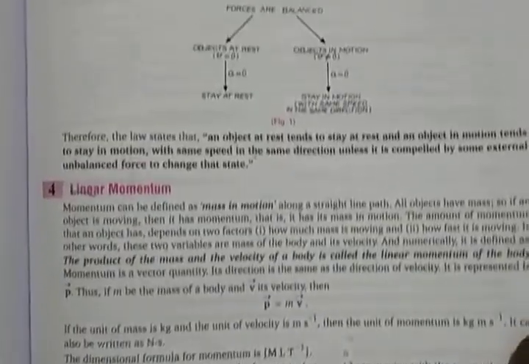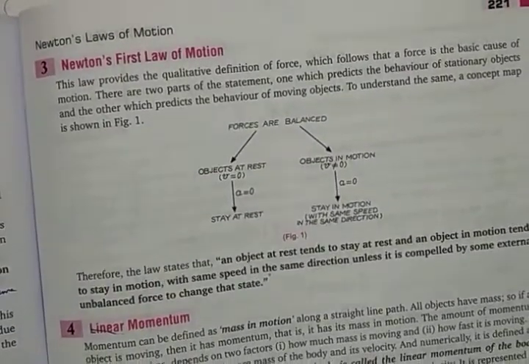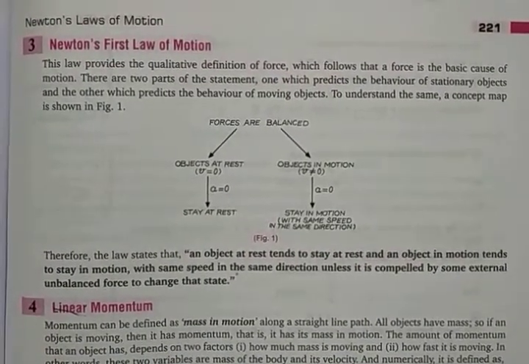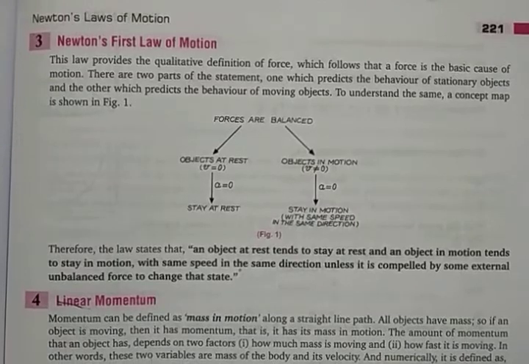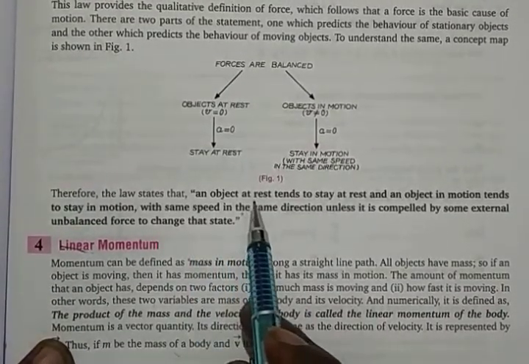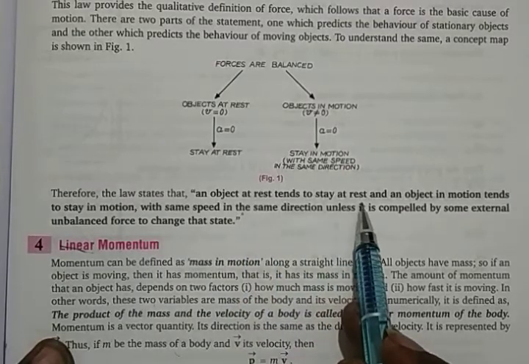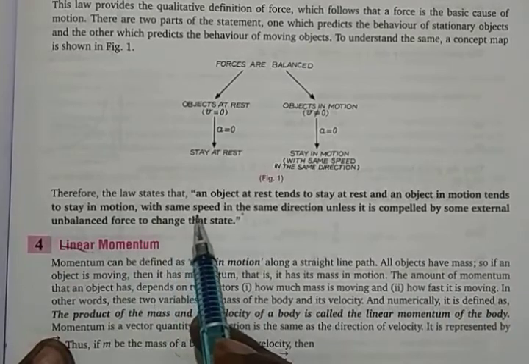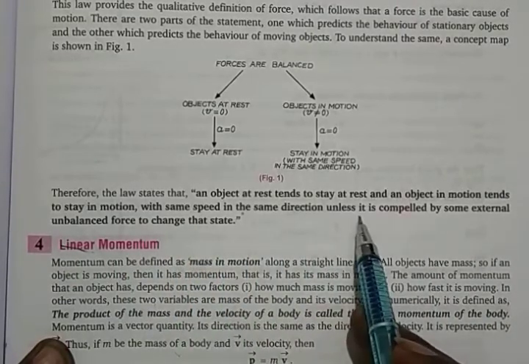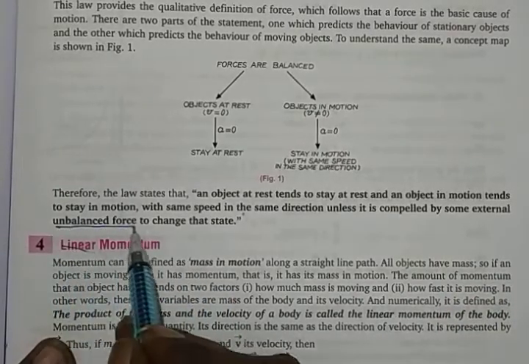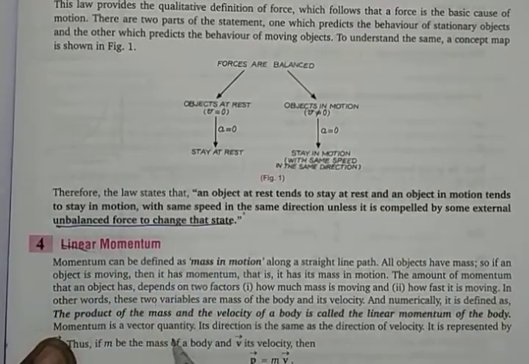Now we'll go to the important part, Newton's first law of motion. What is Newton's first law of motion? You already know this one. Now I'll just read this one. An object at rest tends to stay at rest, and an object in motion tends to stay in motion with the same speed and direction unless it is compelled by some external unbalanced force to change that state.